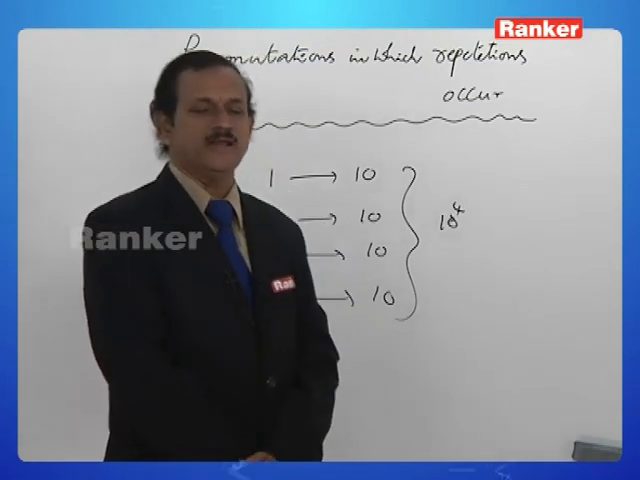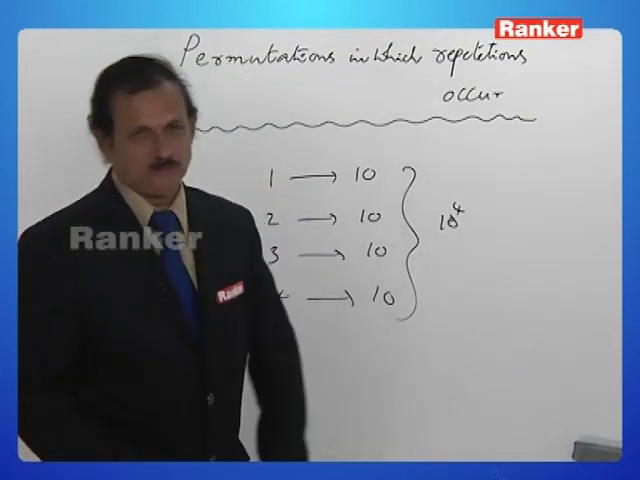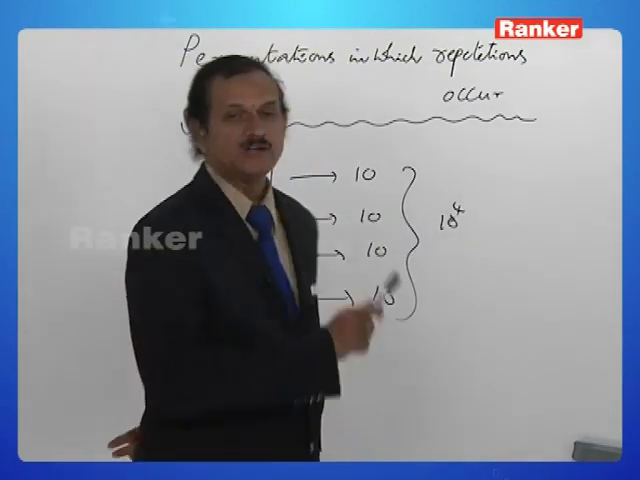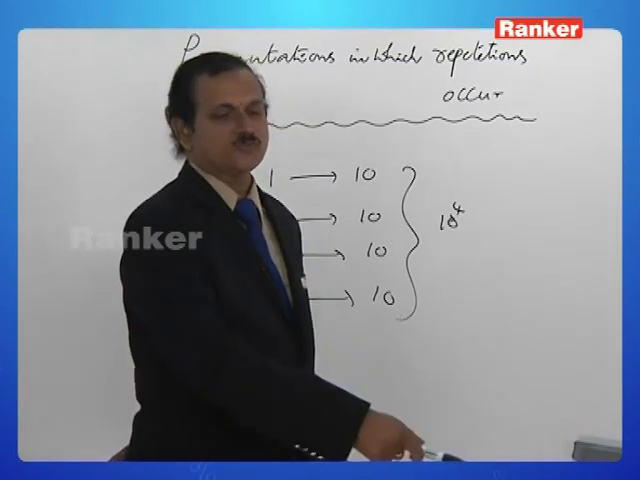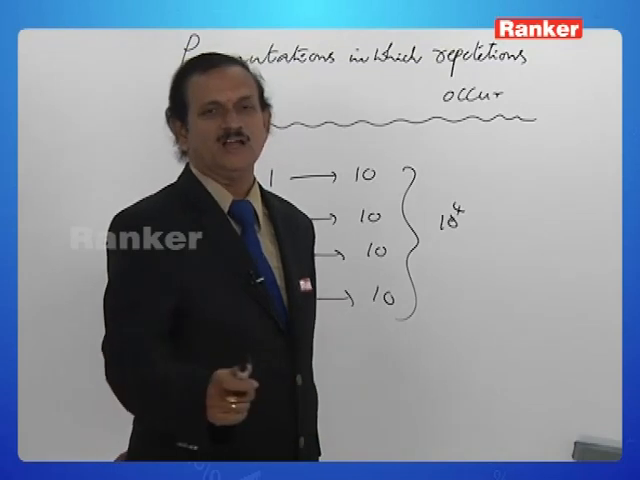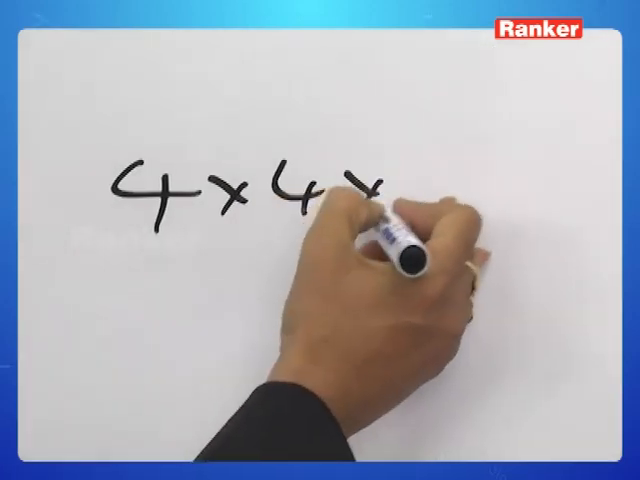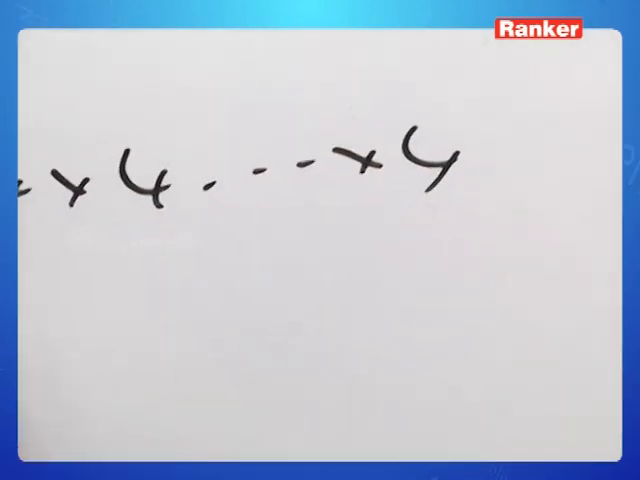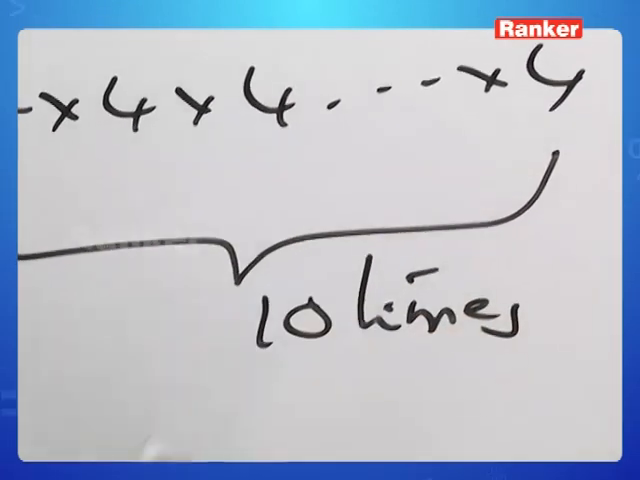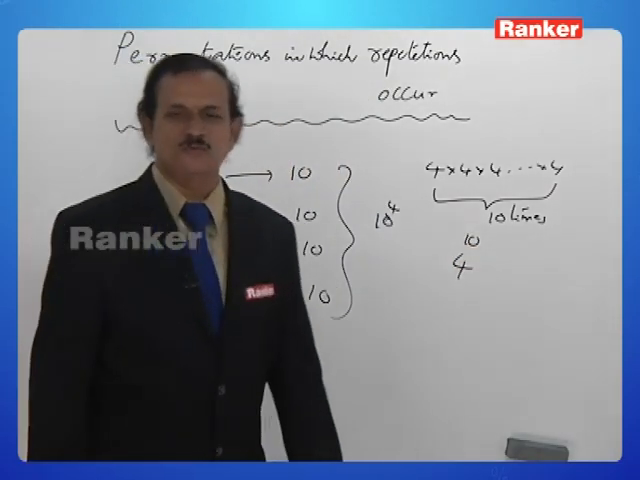No. What is the number of sweets with you? 10. What is the number of children before you? 4. Are you distributing sweets or children? Sweets. Come on, start with the explanation. First sweet, 4 ways. Second sweet, 4 ways. Third, 4 ways. Fourth sweet, 4 ways. Like that, 10th sweet also 4 ways. In that case, the answer will become 4 into 4 into 4 and so on, 10 times. So the answer is 4 power 10. You please observe these two answers.